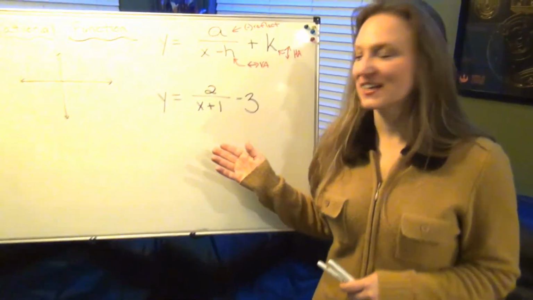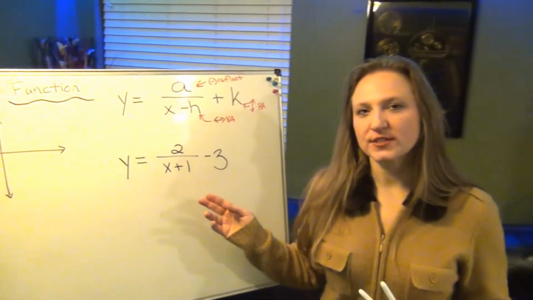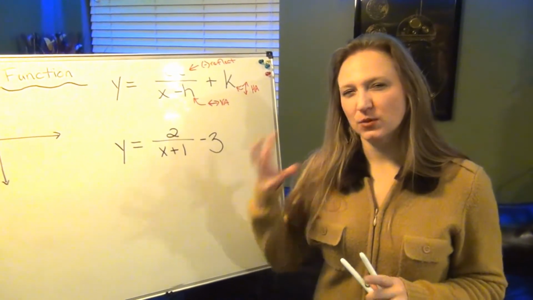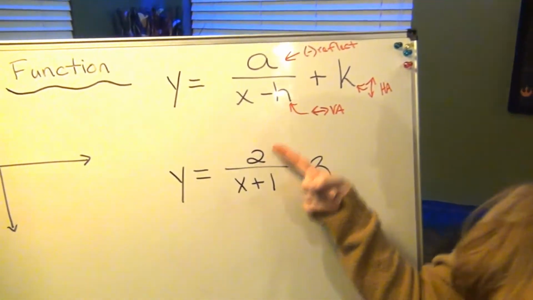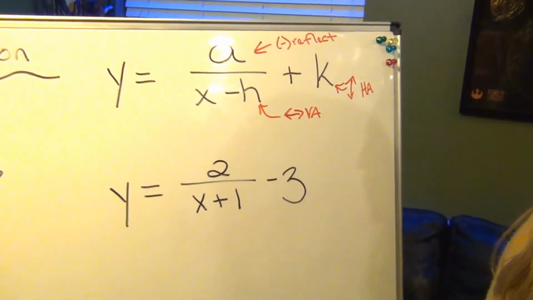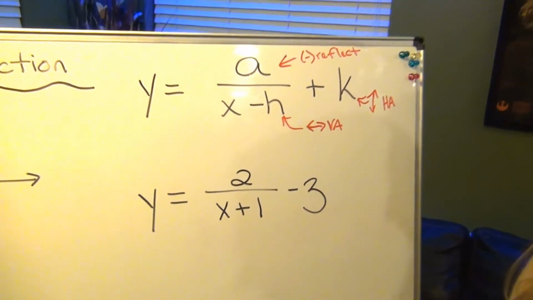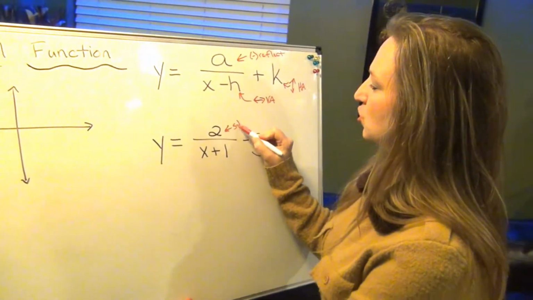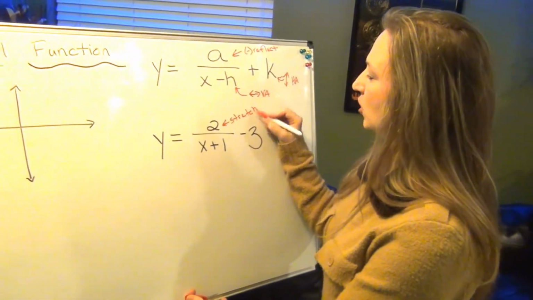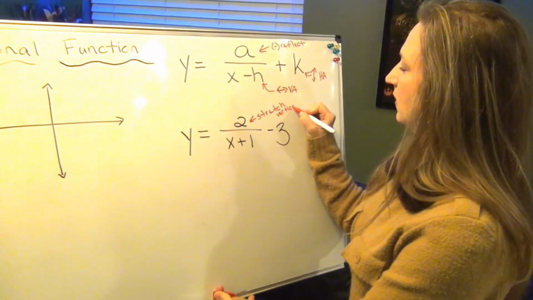All right, let's look at this second example. Let's look first at the transformations that are going to take place so we can visualize what the graph is going to look like. First, this 2 is in the position of the A. Remember, the A can stretch and compress. Since it's bigger than 1, we know that this is going to stretch vertically by 2.